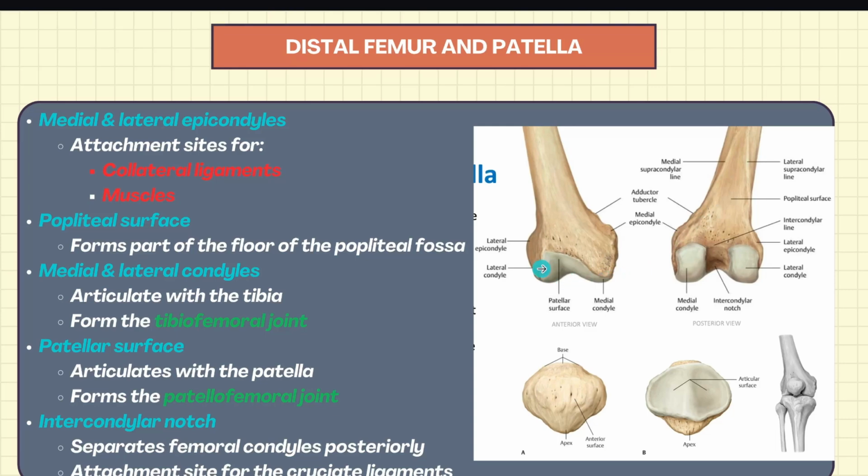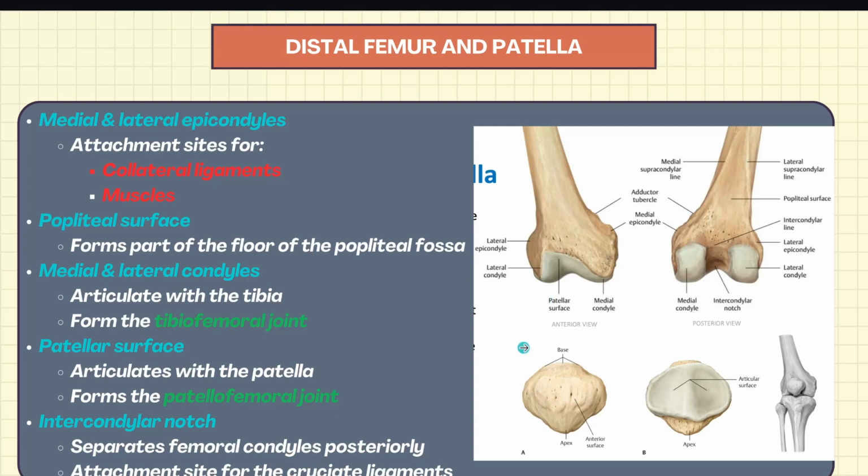Now coming to the medial and lateral. Wait, where is medial again? Oh yeah, here, medial and lateral condyles, not epicondyles, but condyles. Once we reach the condyle region, this is where we're going to have the articulation surface, articulation with the proximal part of the tibia, and this is going to form us the tibiofemoral joint.